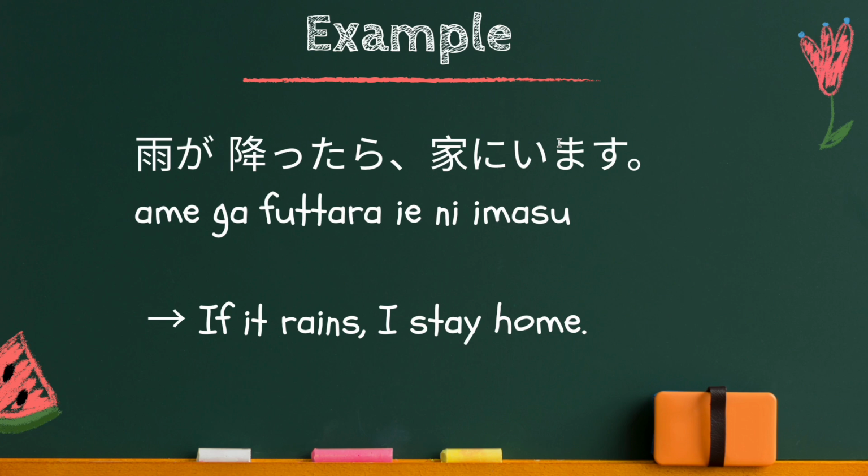I will show you two examples. If it rains, I stay home. 雨が降ったら家にいます。This is past plain form, ta form. So use this ta form and then add ra. Together it means if it rains.